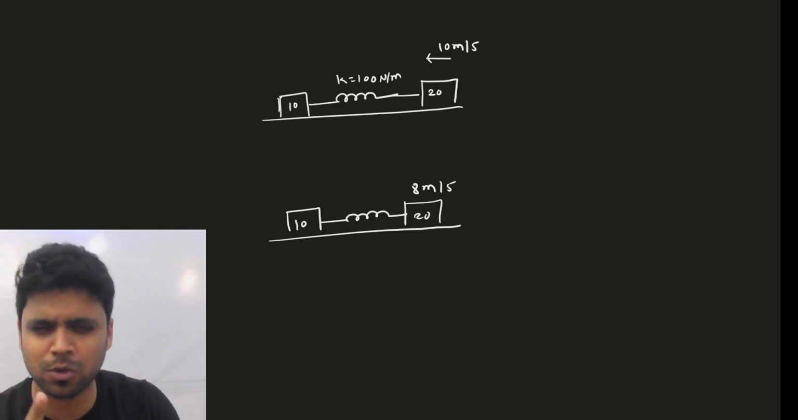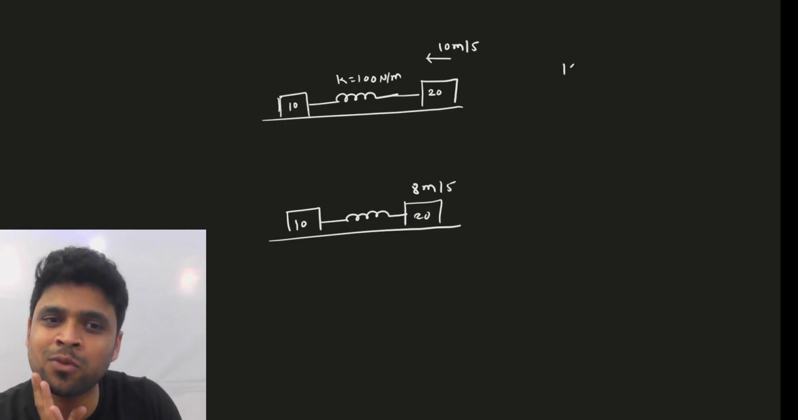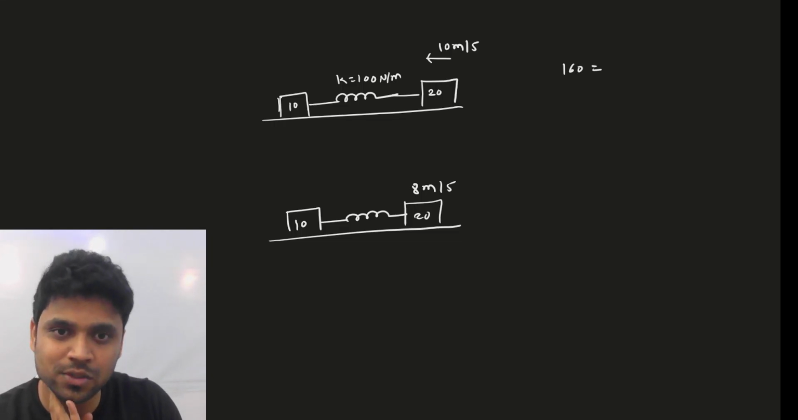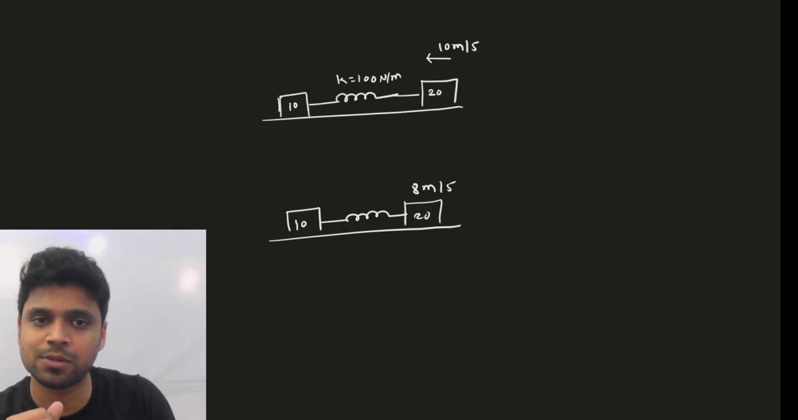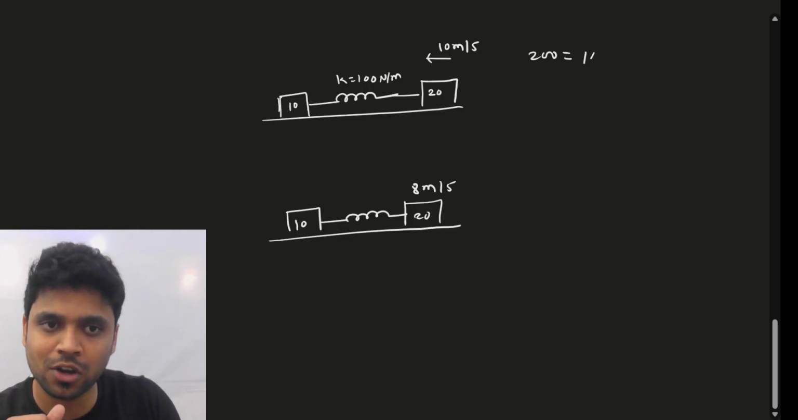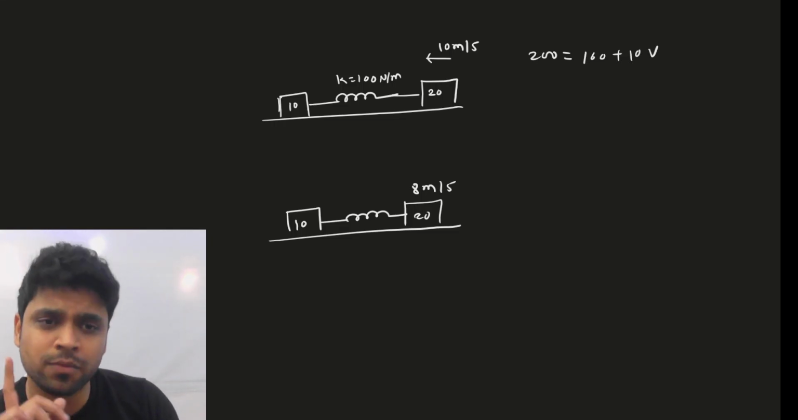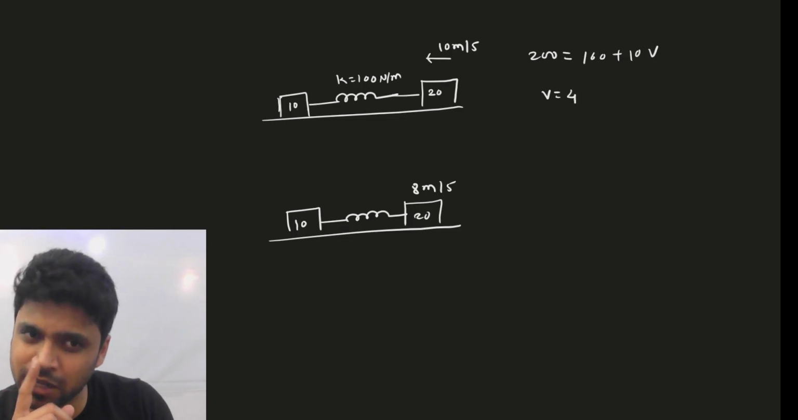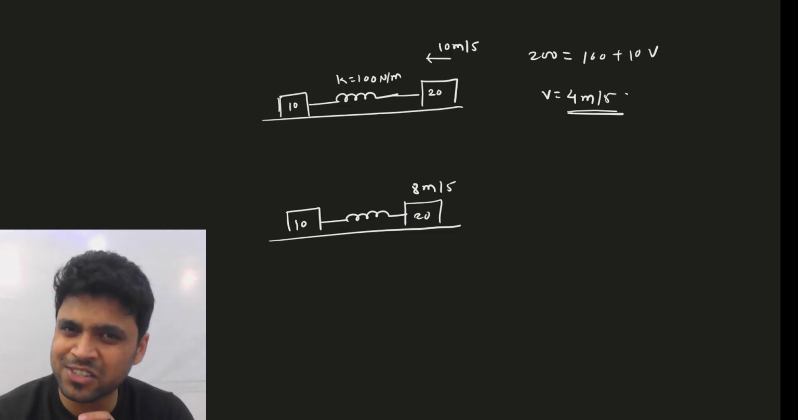So Sergi, I just have to calculate the compression in the spring and the final speed of the block. For the final speed of the block, I should just use the conservation of momentum. Initial momentum was around 160, sorry, it was 200, right? So the initial momentum of the whole system is going to be 200. That is equal to the final momentum of both the blocks. So it's going to be 160 plus 10 times V, where V is the final speed of the 10 kg block. From this, I can simply say that the final speed of this 10 kg block is going to be 4 meter per second.